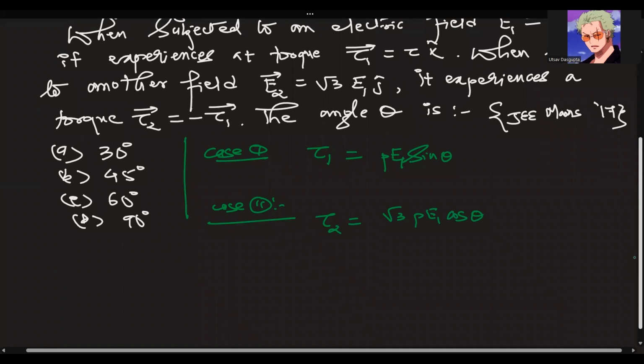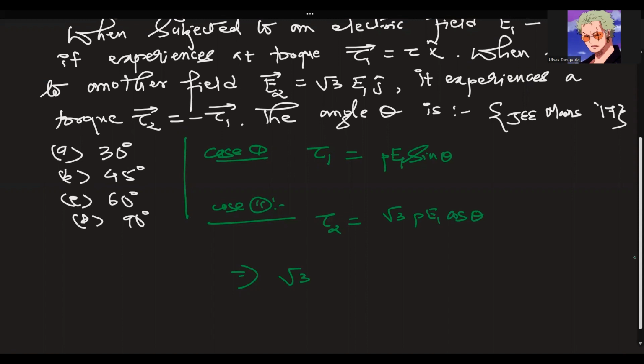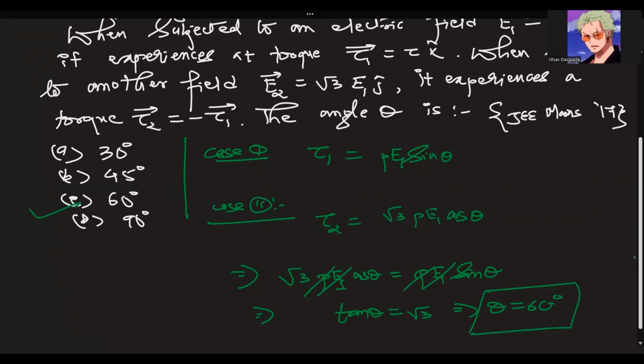Yes, sir. Obviously we can say magnitude wise T2 and T1 are equal. So we can say √3 P1 cos of theta will be equal to P1 sin of theta. Okay? If you cancel out P1, your tan of theta will be equal to √3. That means theta will be equal to 60 degree. So the angle made by the dipole moment with the E1 direction is actually 60 degree.